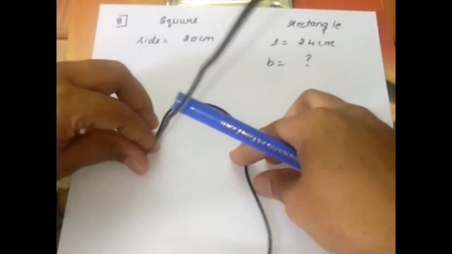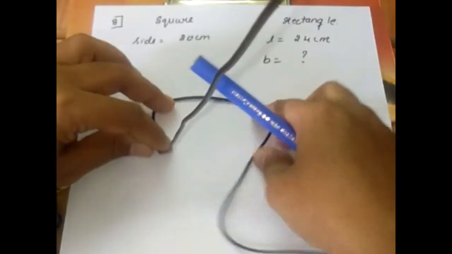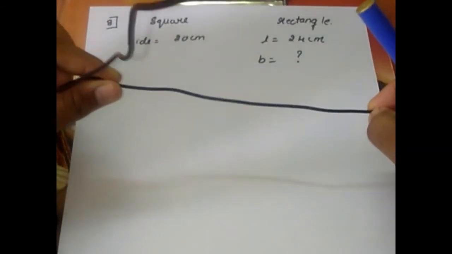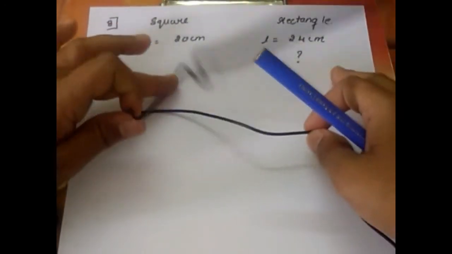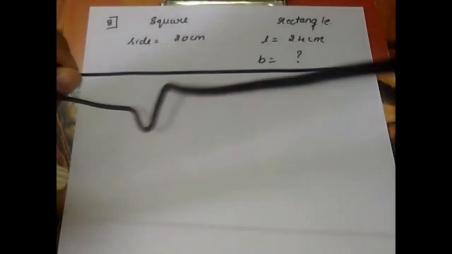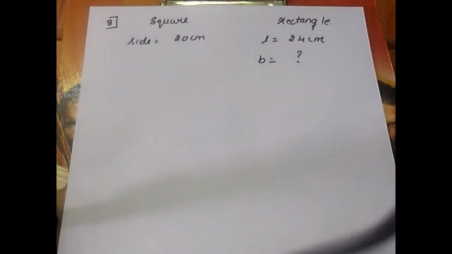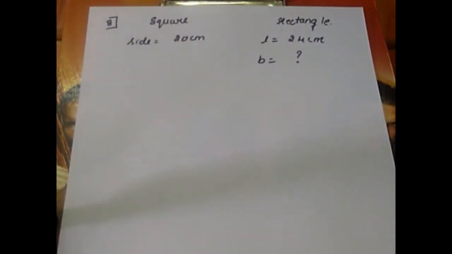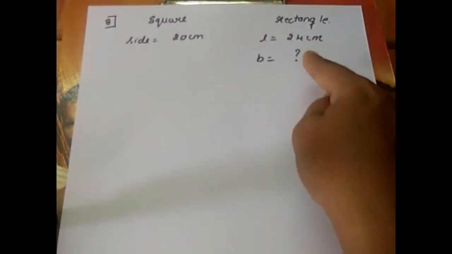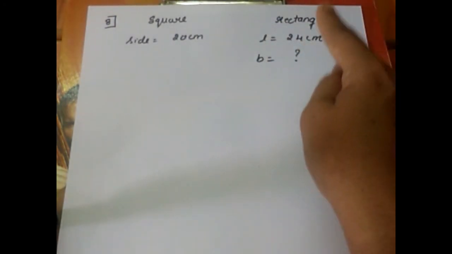If I form a square shape or a rectangle shape, the length of the wire remains the same, because in both cases, either to form a square or a rectangle, I am using the same length of wire. So when you are using the same length of wire to form a square or a rectangle, it means the perimeter of the square is equal to the perimeter of the rectangle.